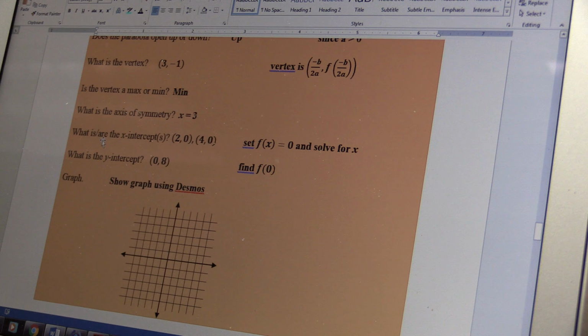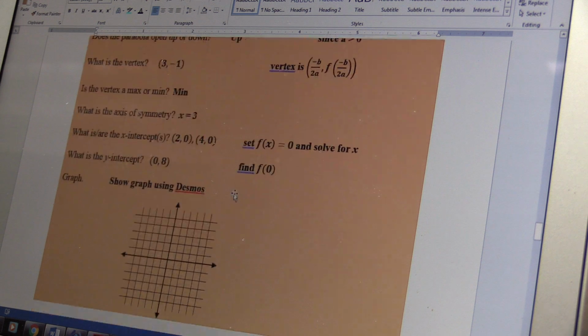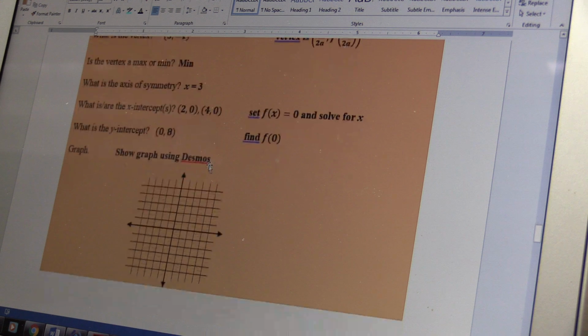What is or are the x-intercepts? Sometimes you'll have 1, none, or up to 2. If you want to find the x-intercepts, it's where the parabola crosses the x-axis. You just take your function, or your y, and set it equal to 0. So you take the overall equation and say 0 is equal to x squared minus 6x plus 8. Then I would factor and solve. This one factors nicely, and you should end up getting 2 and 4 for your 2 answers. So (2, 0) and (4, 0) would be the 2 x-intercepts.